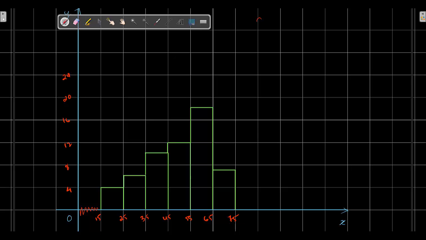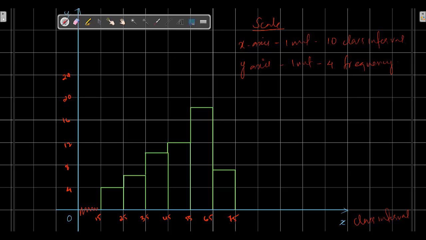So let's again make a scale here. For the x-axis, we're going to take 10. So here, just write 1 unit is equal to 10 class interval. Yeah, you can just write class interval. For the y-axis, 1 unit is equal to 4 frequency, right? So here the x-axis is class interval, the y-axis is frequency.